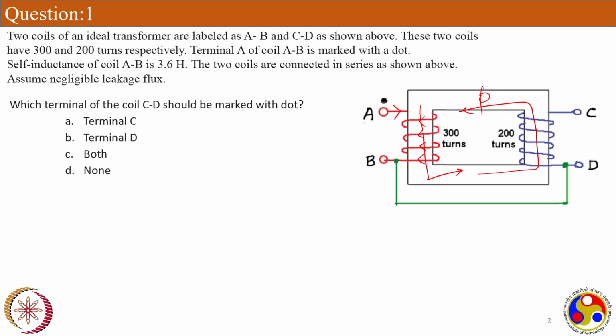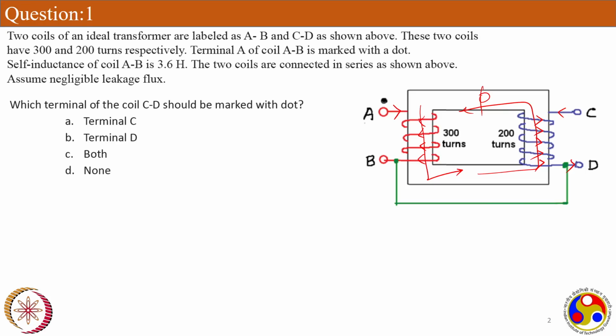So in order for the flux to be anti-clockwise in CD, what should be the current direction in this? Anti-clockwise means right here, in this fashion it should be, right? So it should be like this, and this one it should be like this. So this is how the current direction should be.